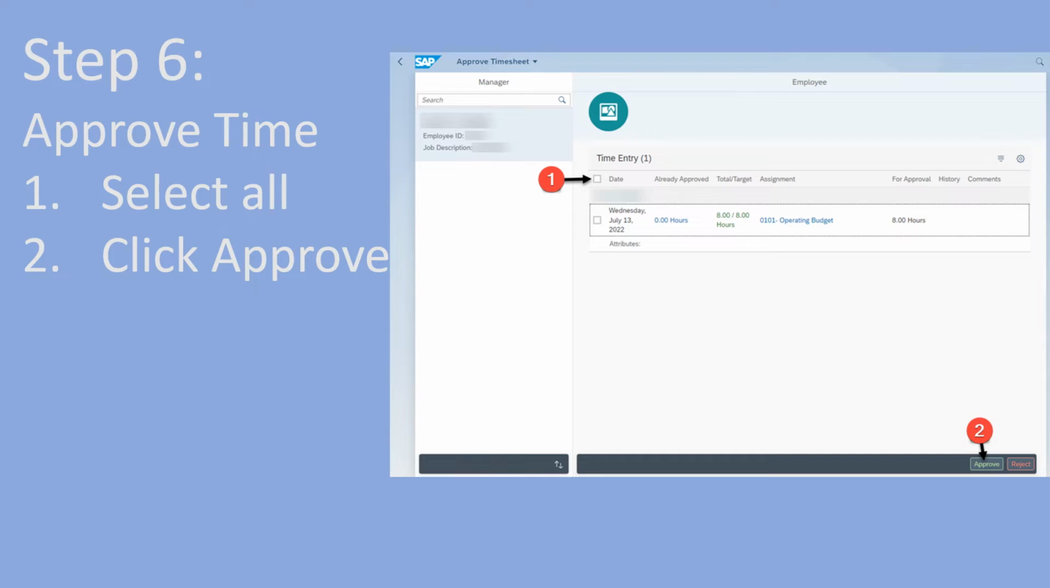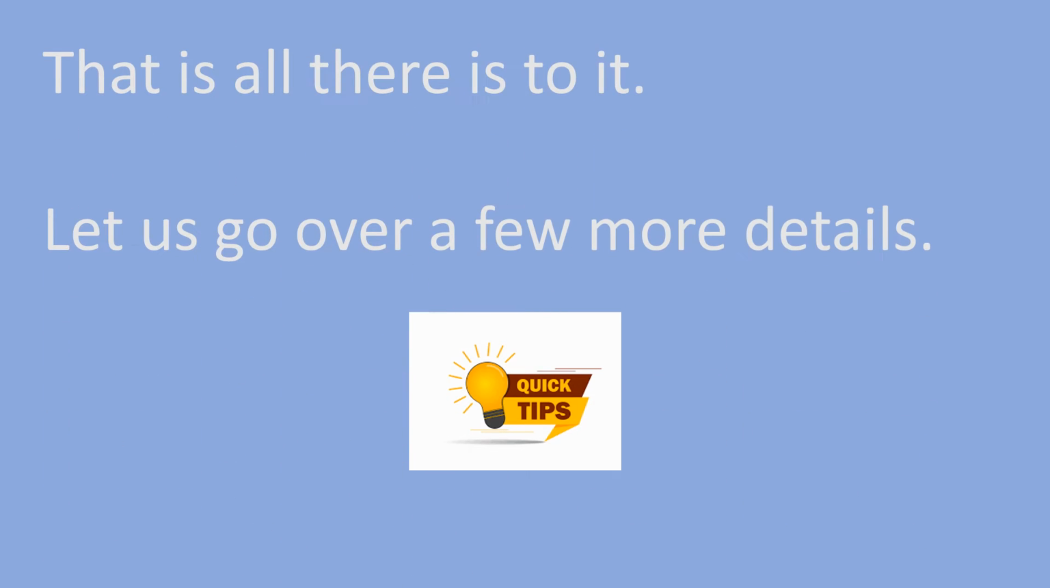In step 6, you are now on the Approve screen. Review all time submitted for each employee. Then, to approve, select the checkbox in the header, labeled with the number 1, to select everyone's time. Then, click the Approve button at the bottom of the screen, labeled with the number 2. And that's all there is to it.